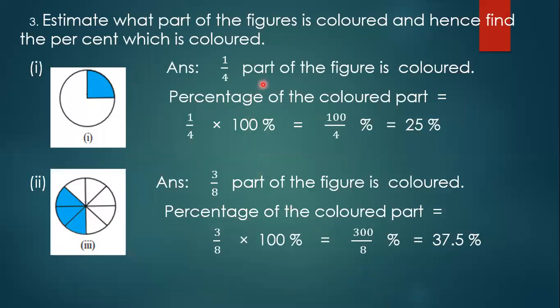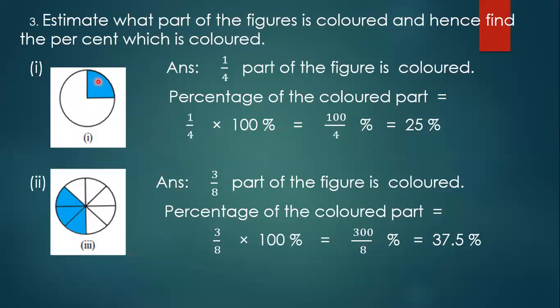We will discuss one more question. Estimate what part of the figure is colored and hence find the percent of the colored part. Here, 3 figures are given in the textbook. I have taken 2 only. The second one is not taken, that you can do as homework. Here see, 1/4 part is colored, and 3/4 part remains uncolored.